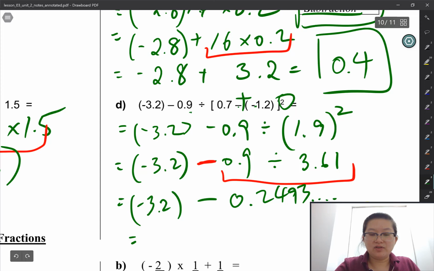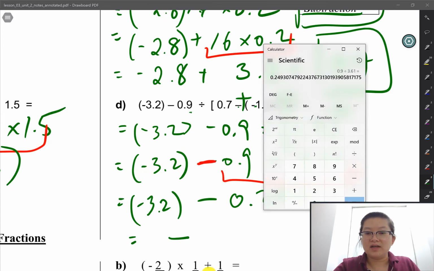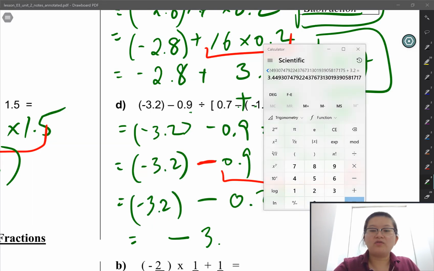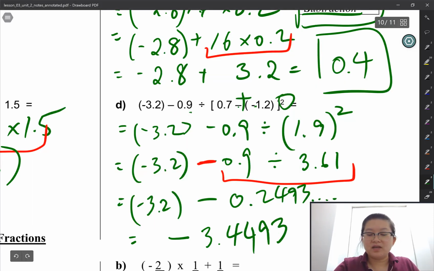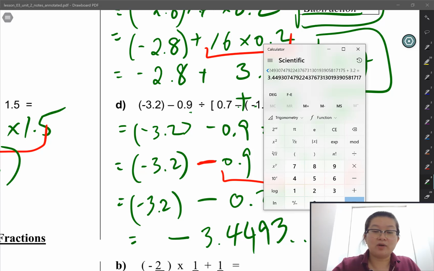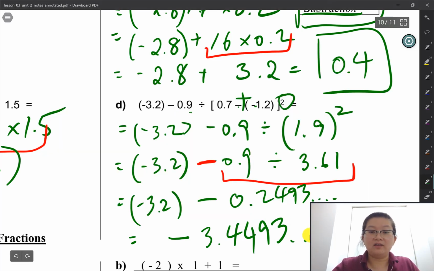So next step, I have two numbers. They're both negative, so I'm only going to get a more negative number. So effectively, I can add 0.2493 with 3.2 and just slap the negative in front afterwards. I get negative 3.4493... I've decided to round this off to a 3 because notice the digit right afterwards is a 0. It's pretty close to 3.4493, so I'll leave it as that.